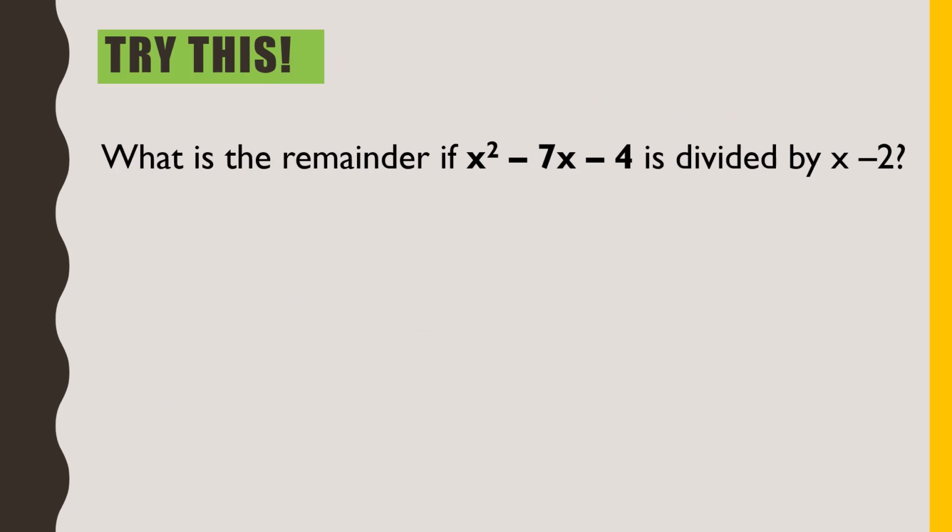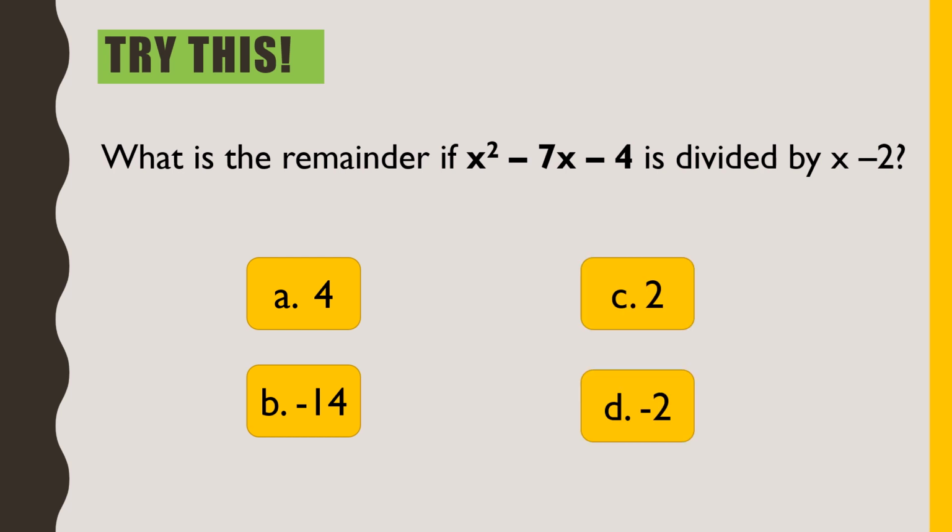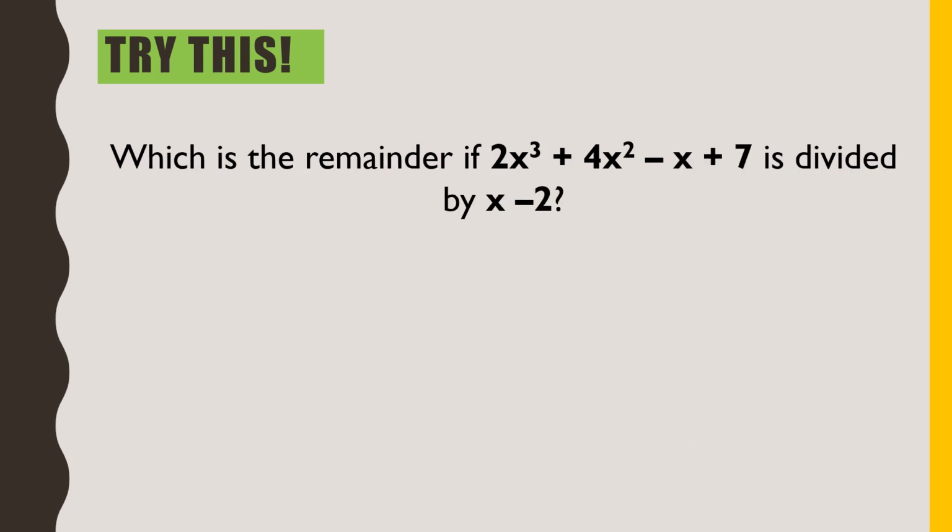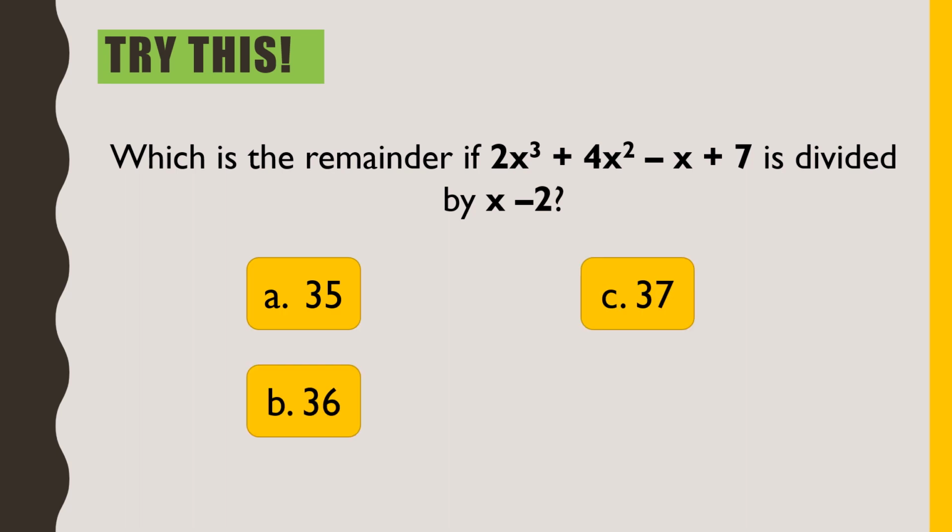Now, let us try to do this. What is the remainder if x squared minus 7x minus 4 is divided by x minus 2? Is it A 4, B negative 14, C 2, or D negative 2? Moving on, what is the remainder if 2x cubed plus 4x squared minus x plus 7 is divided by x minus 2? Is it A 35, B 36, C 37, or D 38?